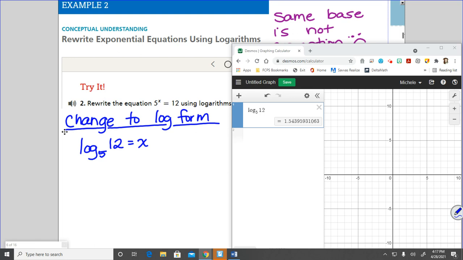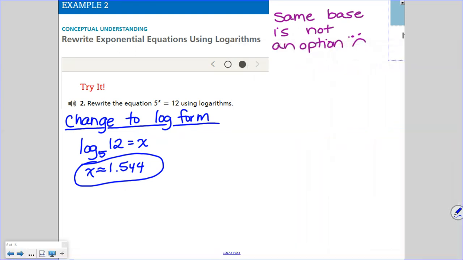And we get that x is approximately 1.544 if I round to 3 decimal places, which is great if I'm allowed to round. If I'm not allowed to round, then I can use something called the change of base formula, which we worked on last lesson.